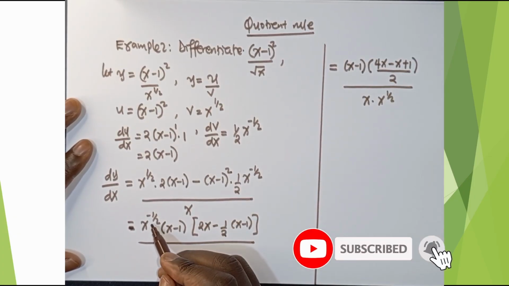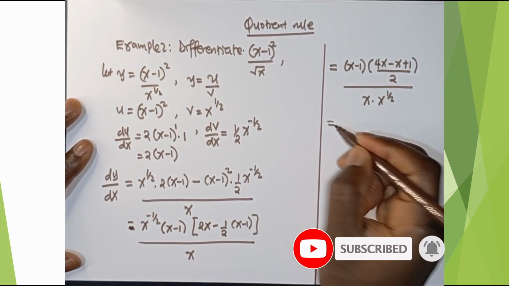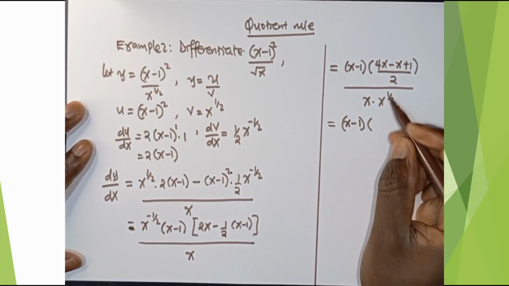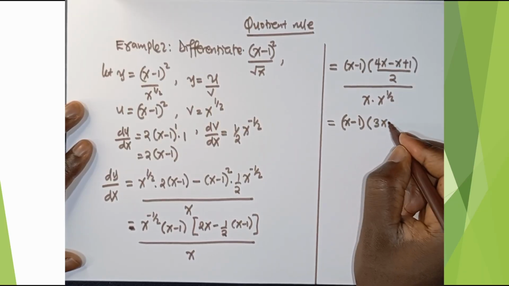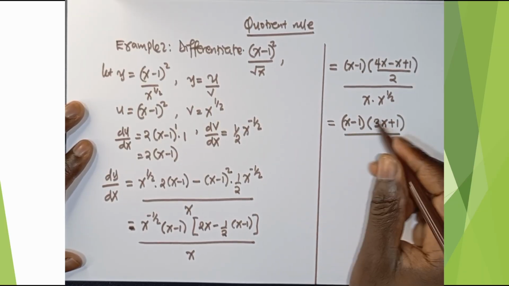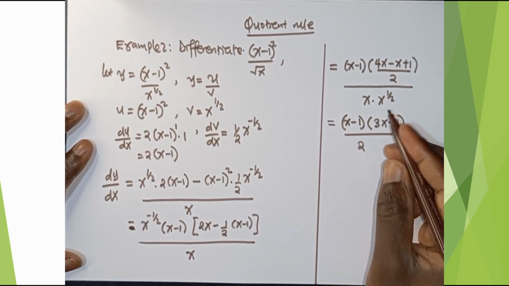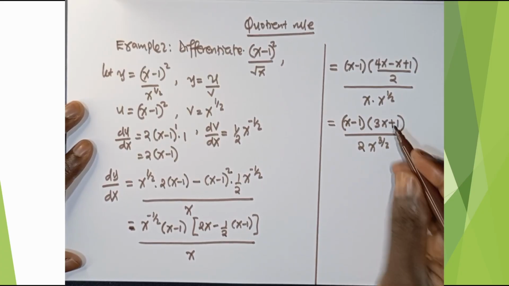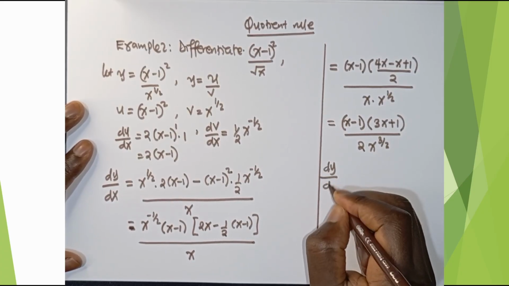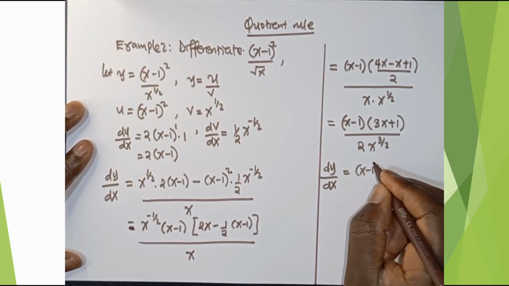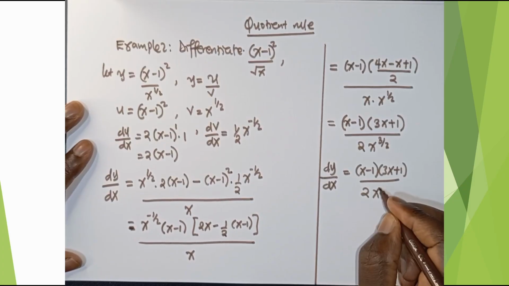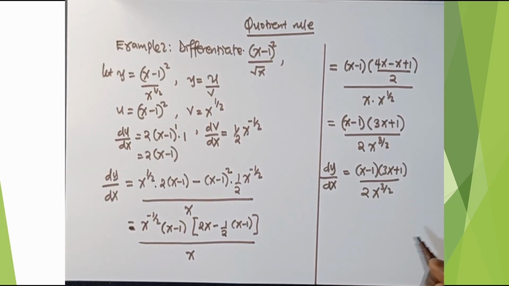The negative half goes down, so this ends up being x minus 1 into 3x plus 1, out of this 2 goes down, and then we have x to power 3 out of 2. So this is our dy by dx. So our dy by dx becomes x minus 1 into 3x plus 1 out of 2 x to power 3 out of 2. Yeah, so this is how you battle this number and you clear it.